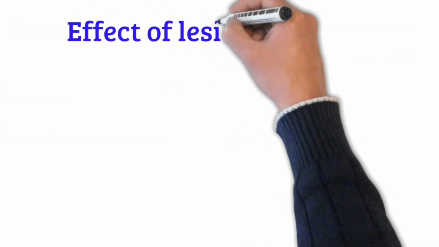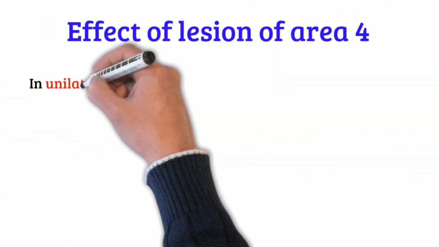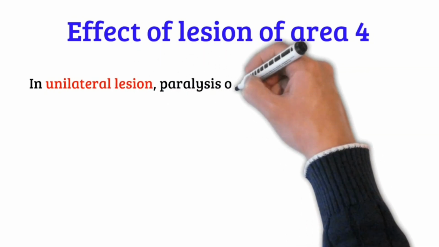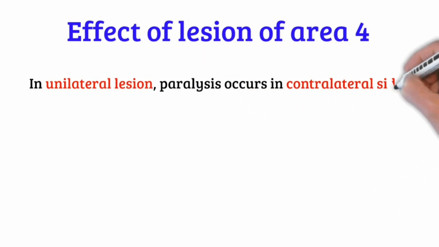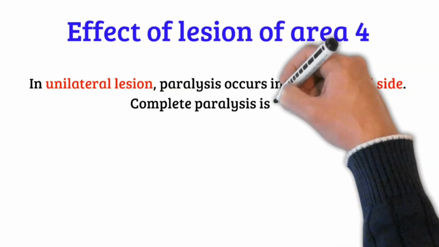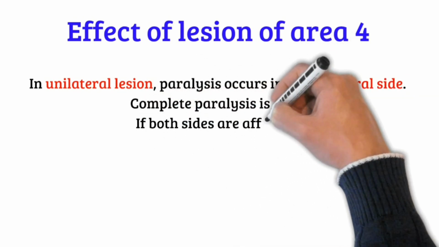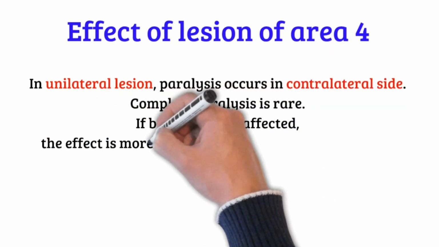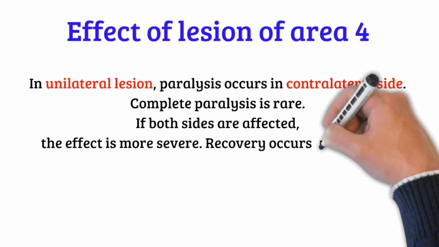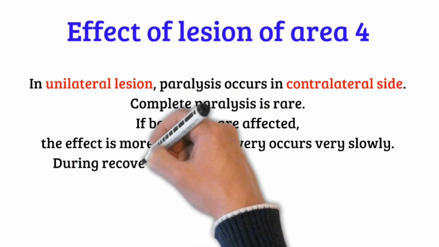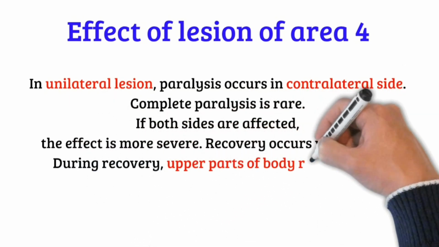Now, the effect of lesion of area 4. In unilateral lesion, paralysis occurs in contralateral side. Complete paralysis is rare. If both the sides are affected, the effect is more severe. Recovery occurs very slowly. During recovery, upper parts of the body recover first.